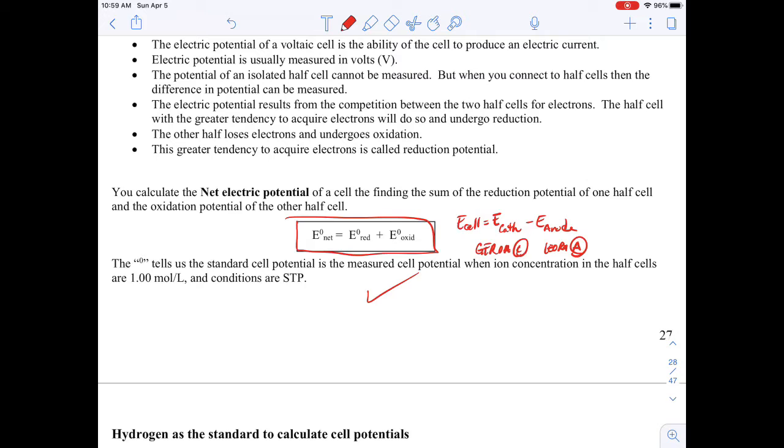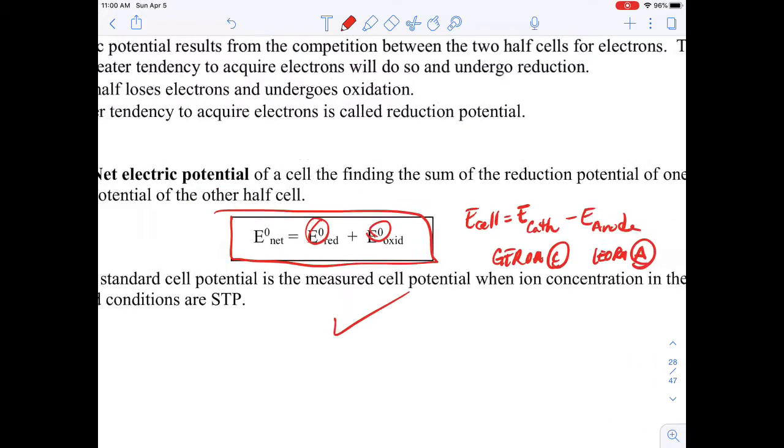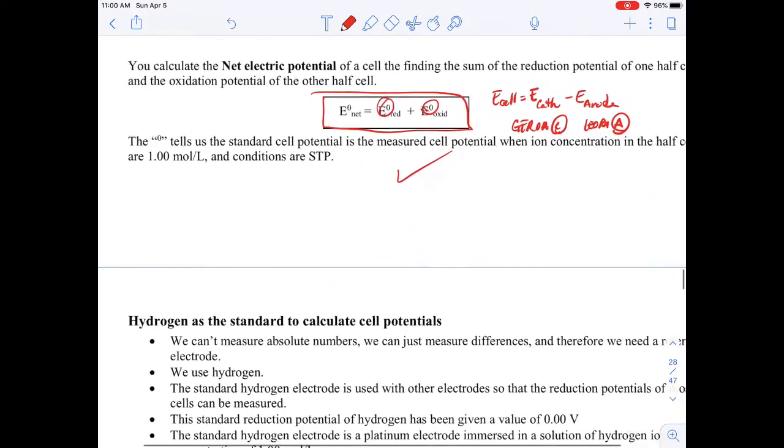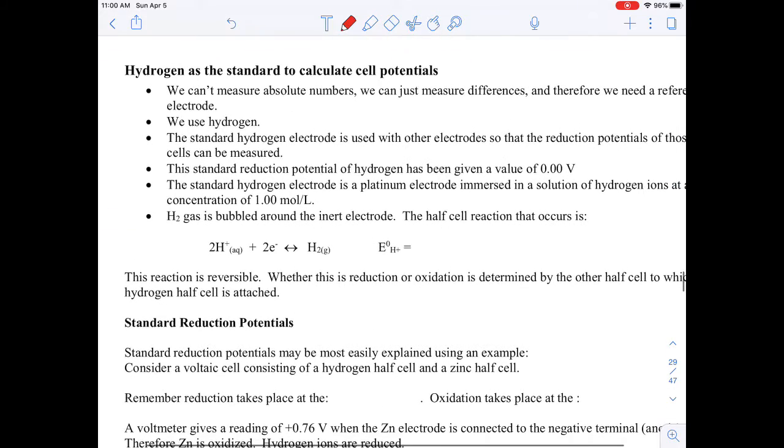The cell potential here says it's got this little naught symbol. That means under standard conditions. So the standard conditions are like 1 mole per liter and at SATP. This is a confusing concept for a lot of people. So what is the standard cell potential?